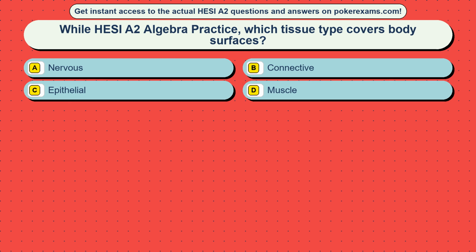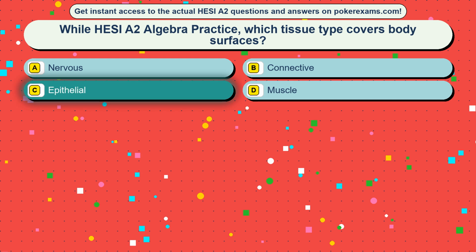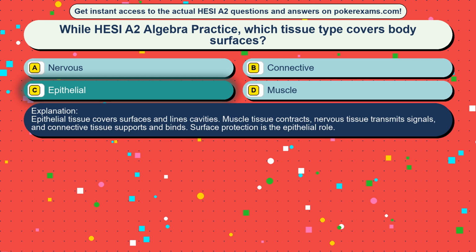Question 7. While HESI A2 algebra practice, which tissue type covers body surfaces? Option A. Nervous. Option B. Connective. Option C. Epithelial. Option D. Muscle. The correct answer is option C. Epithelial. Epithelial tissue covers surfaces and lines cavities. Muscle tissue contracts, nervous tissue transmits signals, and connective tissue supports and binds. Surface protection is the epithelial role.